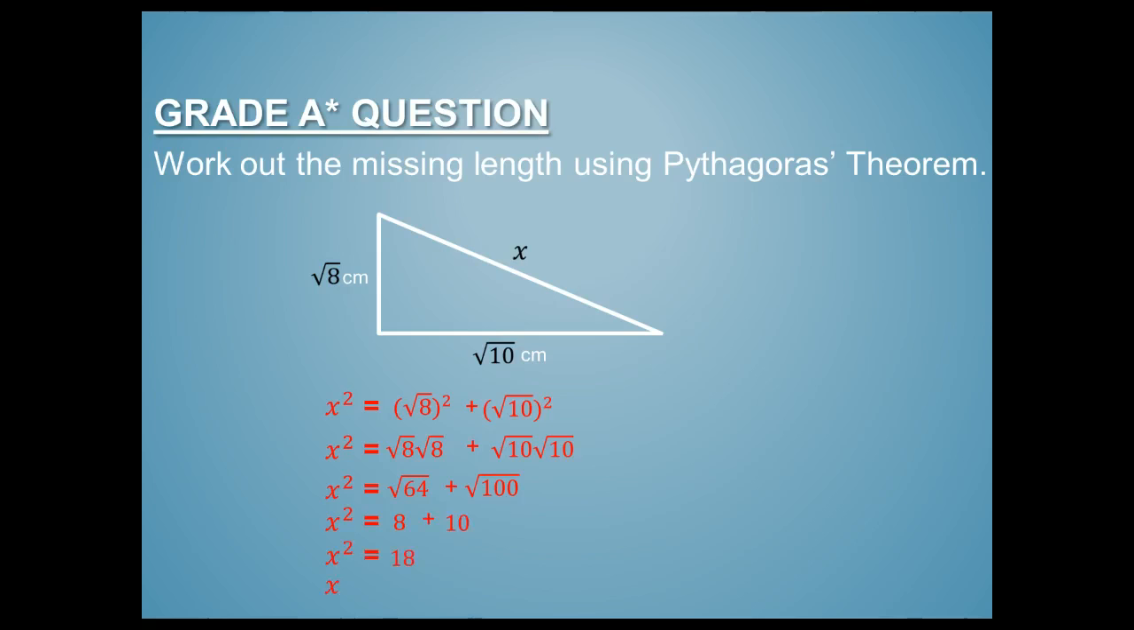And then x is going to be the square root of 18, which you can then simplify down to square root of 2 multiplied by the square root of 9. If you wanted to leave it in surd form, that would be 3 root 2, or you could just turn it straight into the decimal and do 4.2 centimetres. That's to one decimal place.